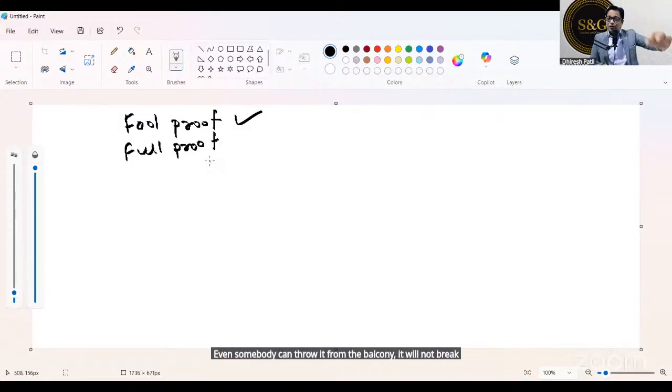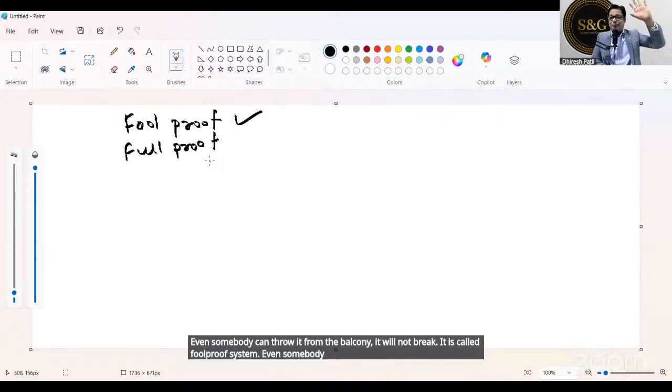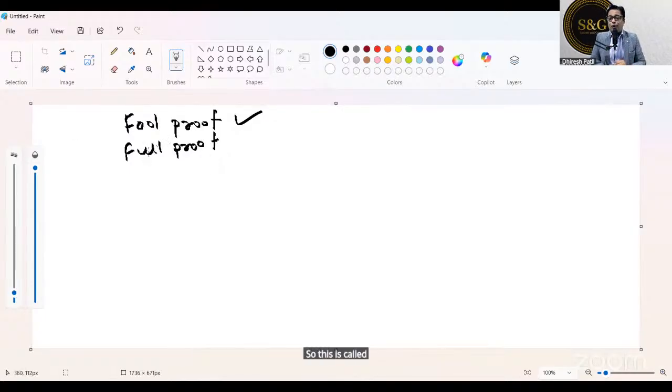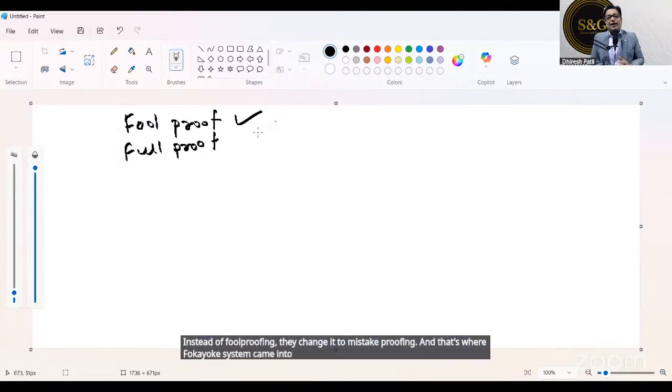Even if somebody puts your mobile phone in the water also, it's a foolproof system, sir. Don't worry, it will still function. So this is called a Poka-yoke system. So instead of foolproofing, they changed it to mistake proofing. And that's where Poka-yoke system came into picture. I'll give you an example.